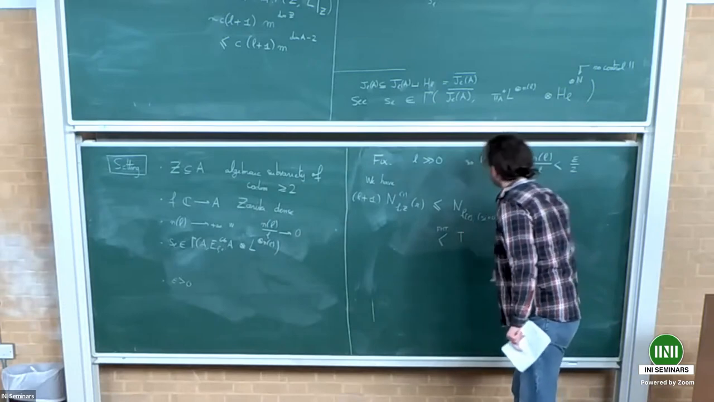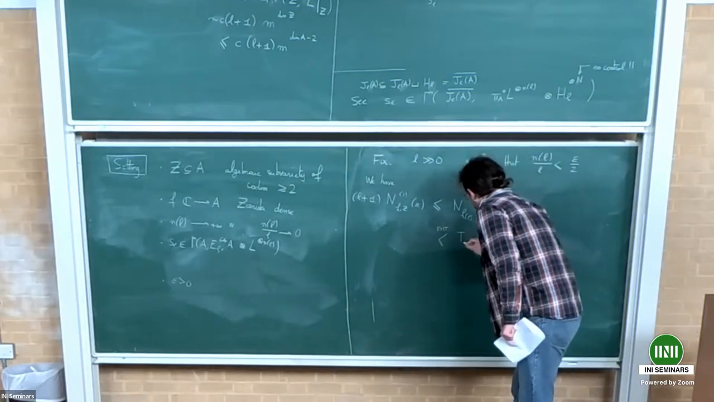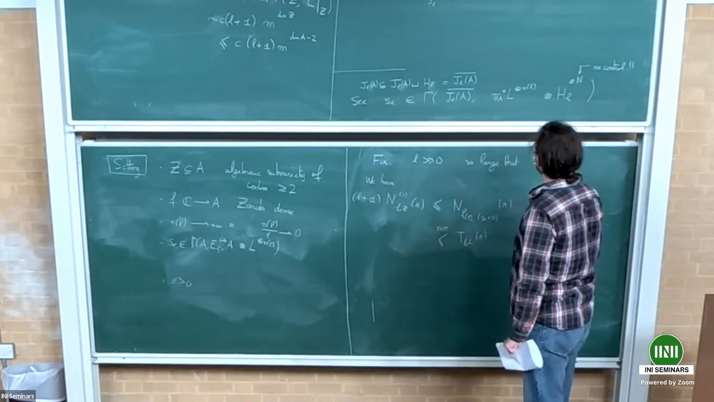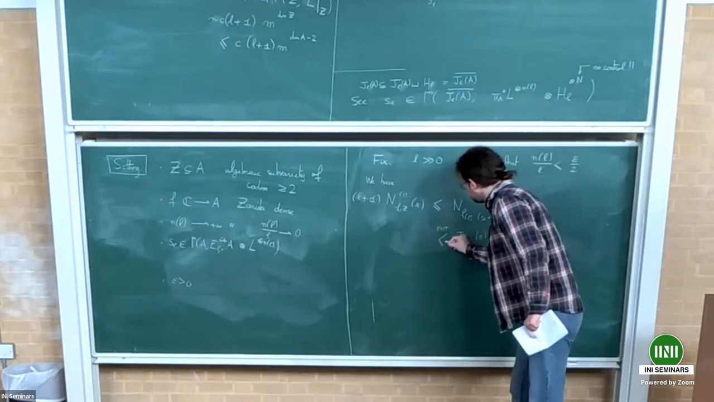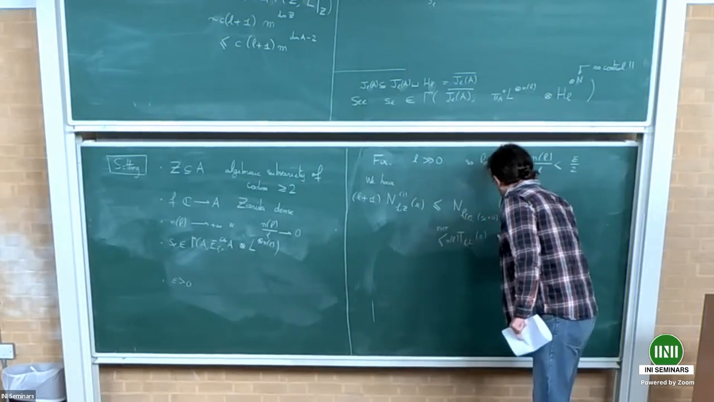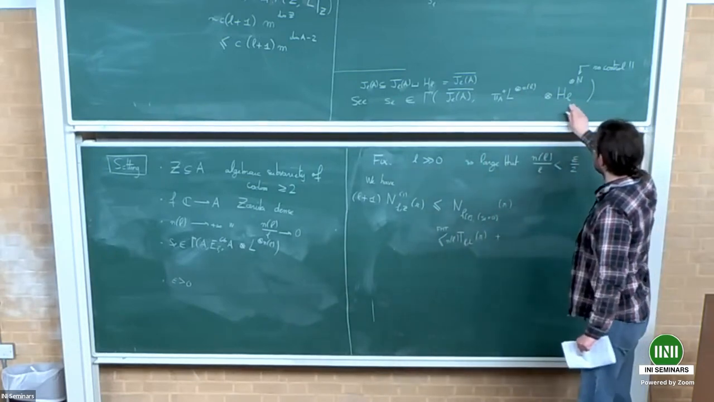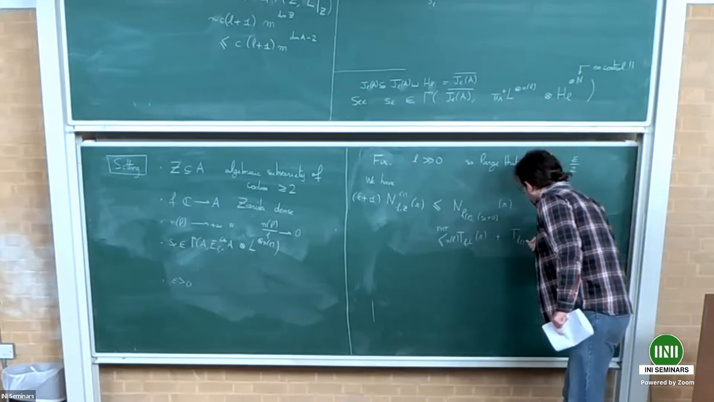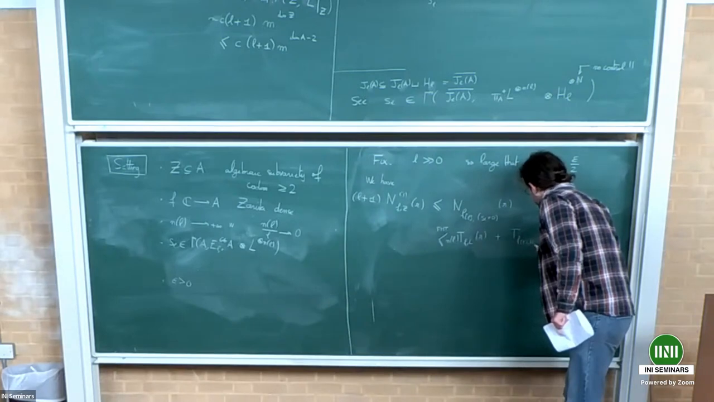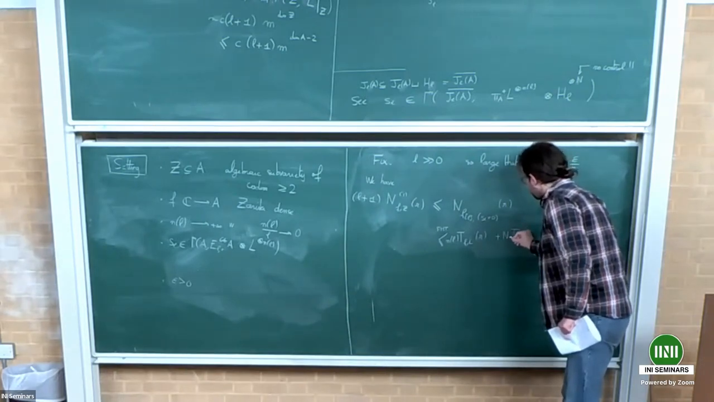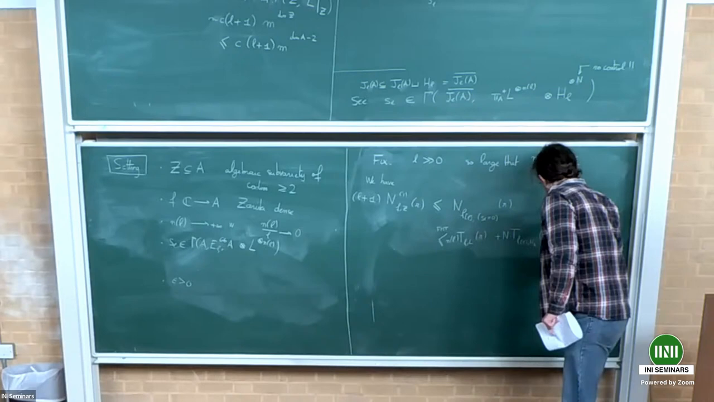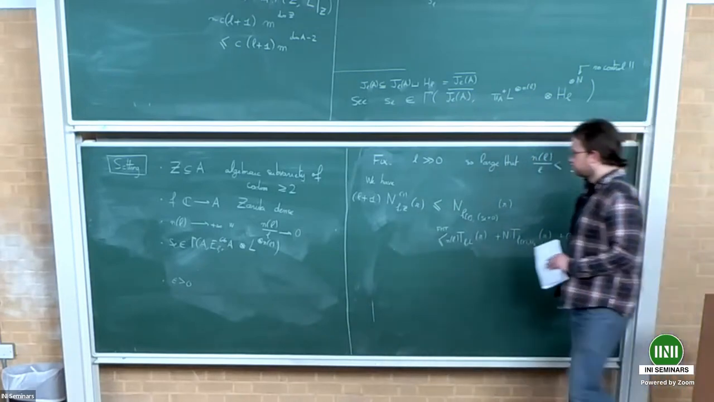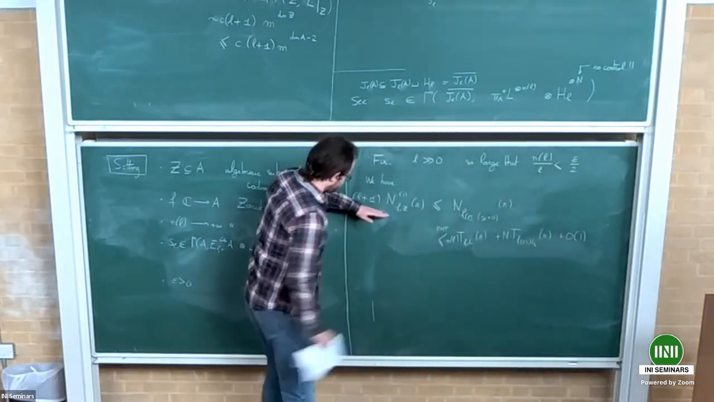So this is smaller than the characteristic function of F with respect to L times NL, plus the characteristic function of the lift FL with respect to this divisor at infinity times this integer N. Okay. And now, of course, you can imagine what will follow.